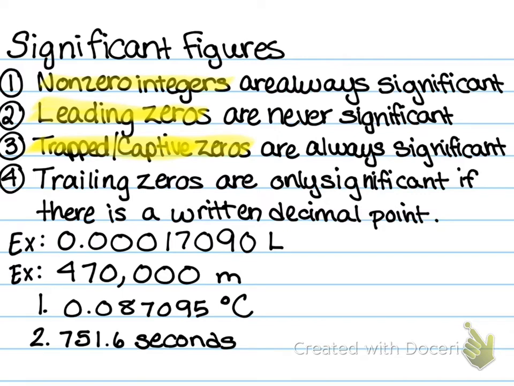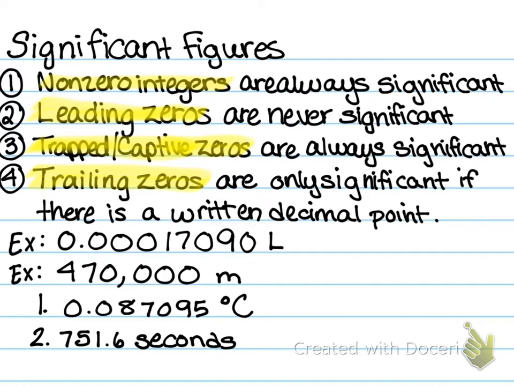The last basic type of digit is going to be a trailing zero. Trailing zeros are zeros that are at the very end of our number, and these are only significant if we have a decimal point that's actually written into our number. So, for example, the number 100 can be written in two basic ways. The first way is 100, and in that case, there's no written decimal point in our number, which means that since there's no written decimal point, it only has one significant figure. We can also have the number written as 100 with a written decimal point at the end, in which case, since it has a written decimal point in the number, we would have three significant figures.